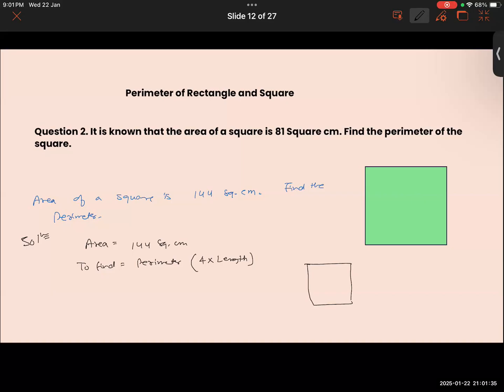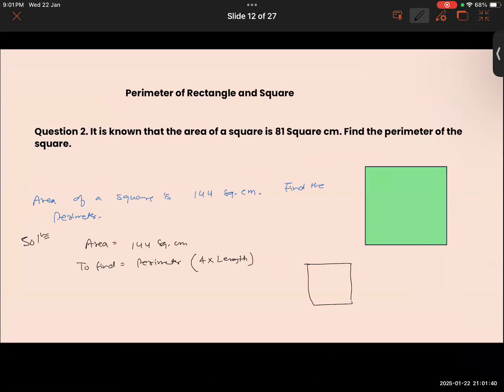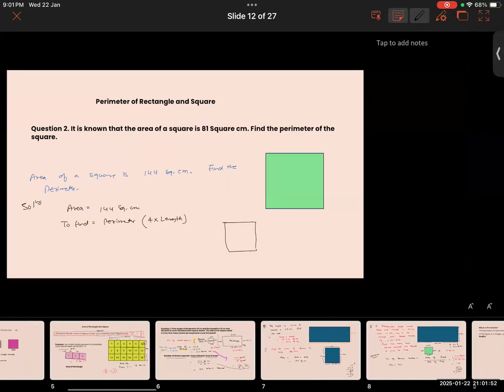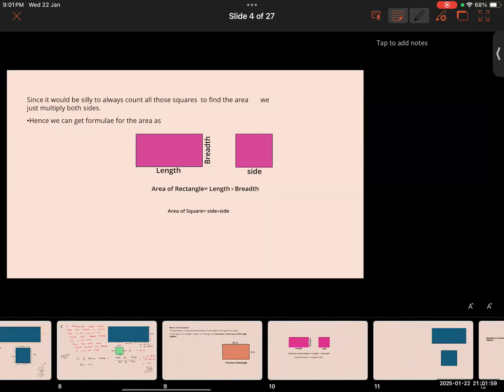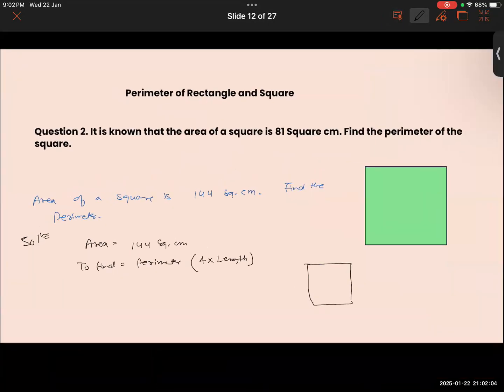Go through your notes. Isn't it the product of the sides? Length times breadth? I'm asking for the square, not for the rectangle. Side times side. Side multiplied by side. So that is the product of the given sides here. You understood it so far? Yes or no? Tell me.